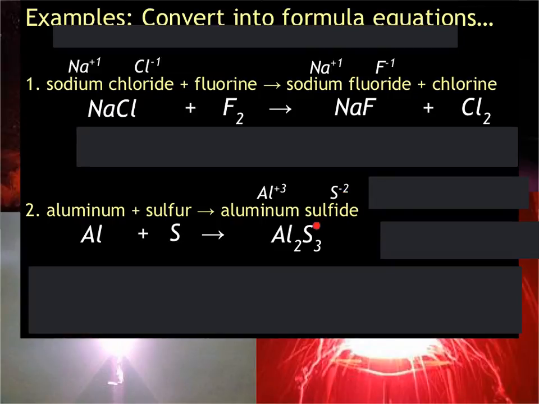And remember, if I put the subscript down here from my negative ion, and I put the subscript down here from my positive ion, then it will balance out. So I'll have a total of +6 for my cation side. I'll have a total of -6 on my anion side, and these will balance off. So the correct formula will be Al2S3.